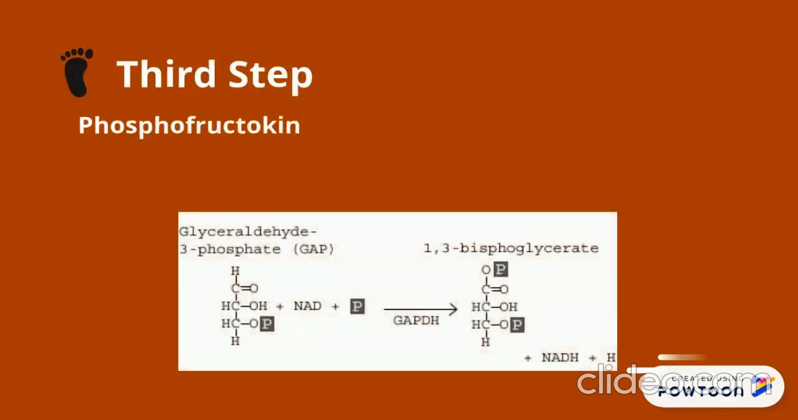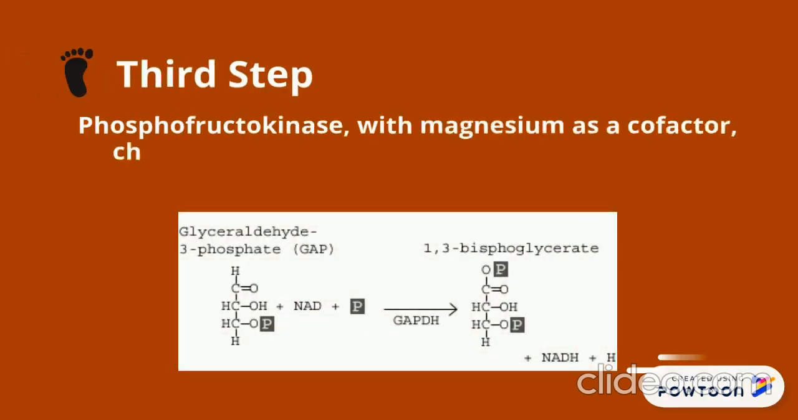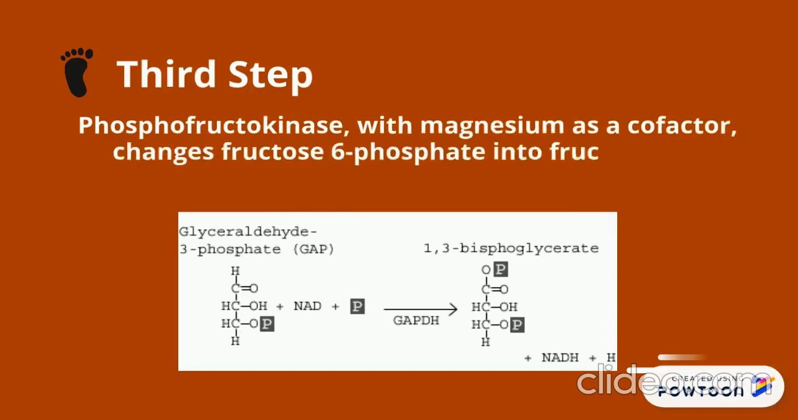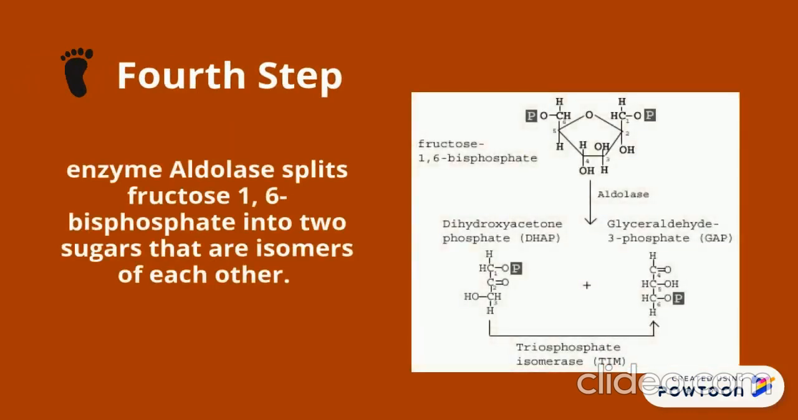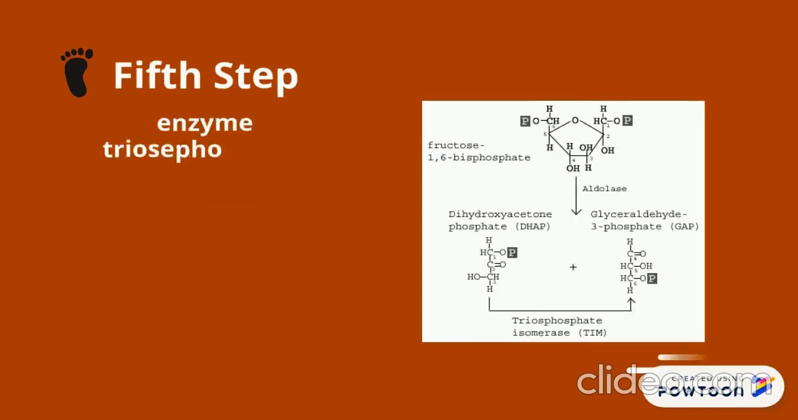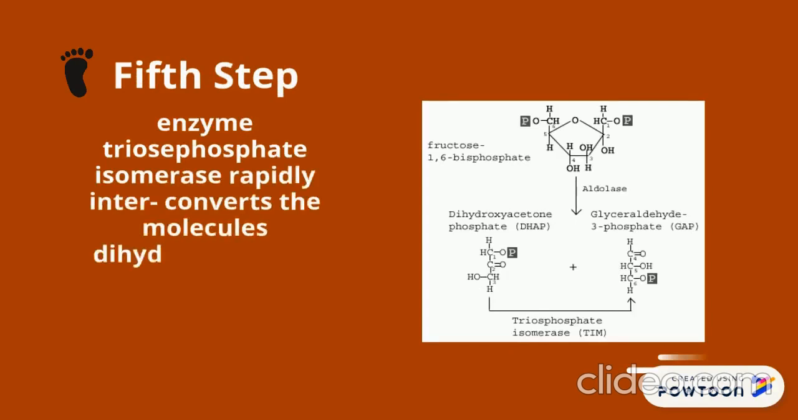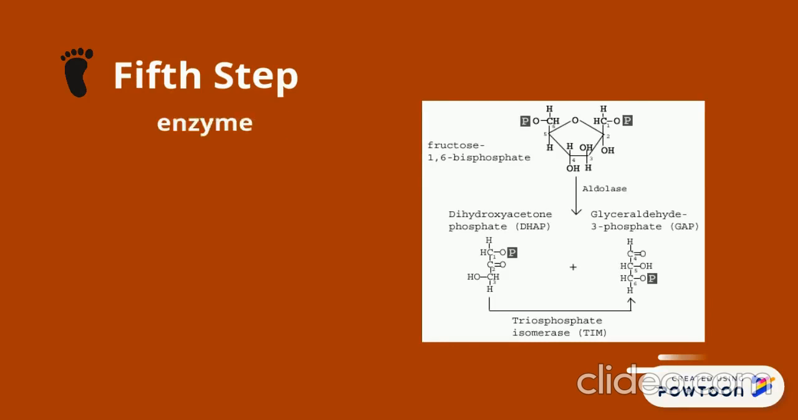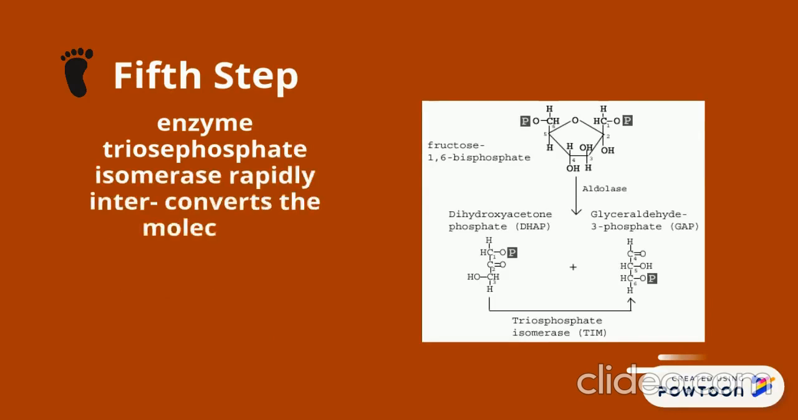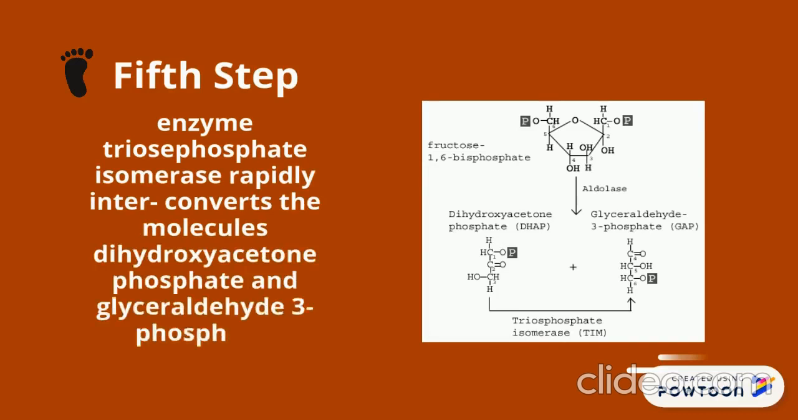Phosphofructokinase, with magnesium as a cofactor, changes fructose 6-phosphate into fructose 1,6-bisphosphate. The enzyme aldolase splits fructose 1,6-bisphosphate into two sugars that are isomers of each other. The enzyme triose phosphate isomerase rapidly interconverts the molecules dihydroxyacetone phosphate and glyceraldehyde 3-phosphate.